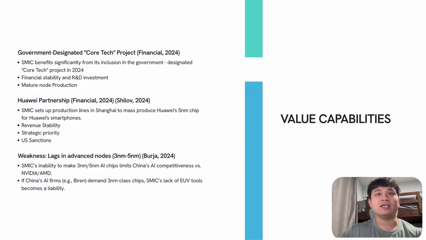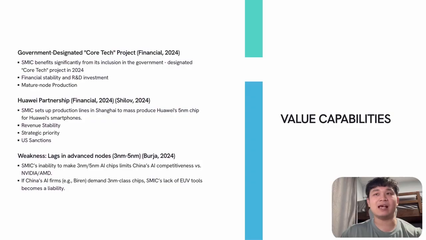Second, its foreign partnerships exemplify forced synergy under sanctions. With a dedicated Shanghai production line for Huawei 5nm smartphone chips, SMIC guarantees revenue stability while advancing China's technology. This interdependency, where Huawei relied on SMIC due to its lack of access to TSMC, turns geopolitical constraints into strategic value. However, this value proposition has limits.